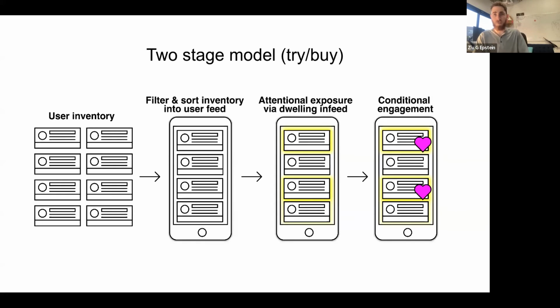We integrate these perspectives with a two-stage model we call try and buy. How this works is, when users are scrolling a social media feed, there are two distinct phases that they operate within. The first is attentional exposure via dwelling in feed on posts. And the second is conditional on exposure to the posts: do users engage with the posts or not?